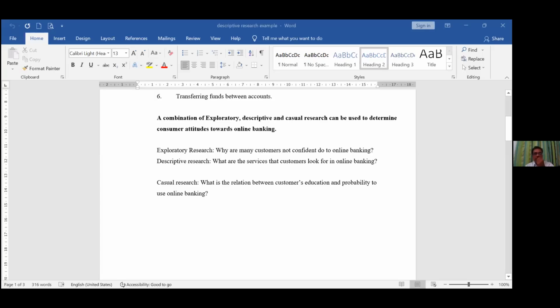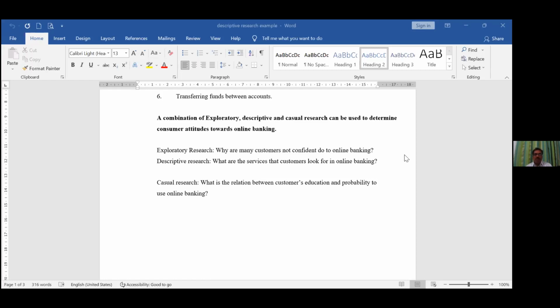Say for example, you would like to ask some research question with regard to online banking. If it is exploratory research, you are supposed to ask the research question like this: why are many customers not confident to do online banking? That means you don't know why customers are not confident, because sometimes they feel that their accounts may be cheated, or money may be stolen from their bank account. There may be several reasons. So this question will come under exploratory research. What about descriptive research? What are the services that customers look for in online banking? This question will come under descriptive research.